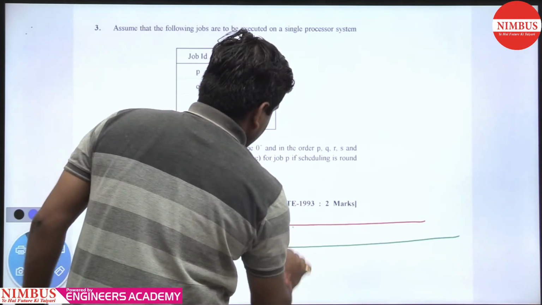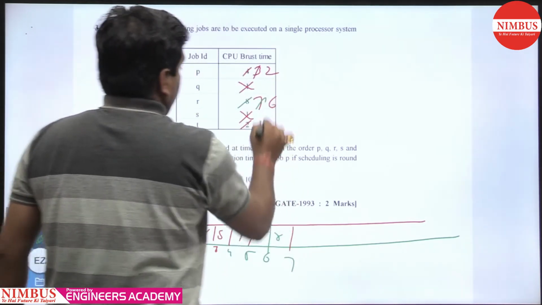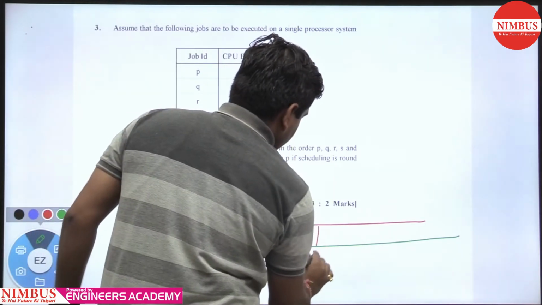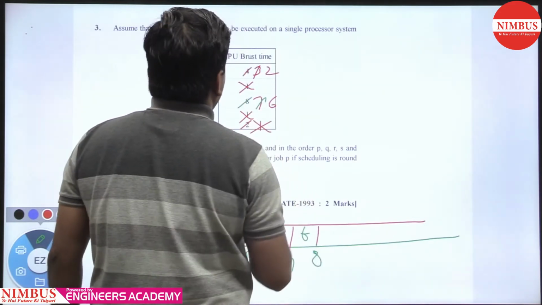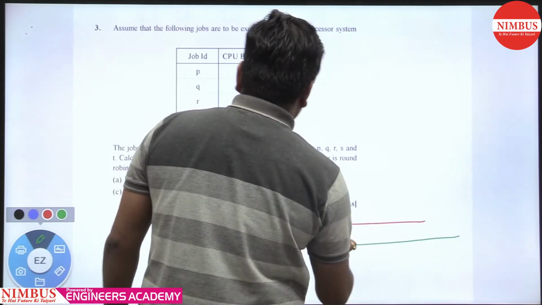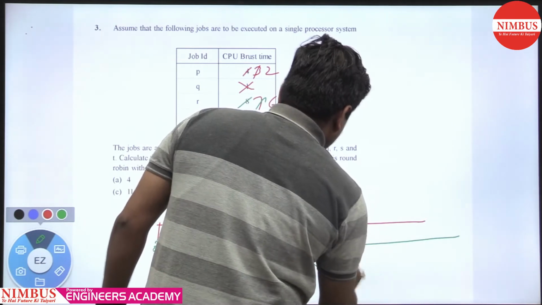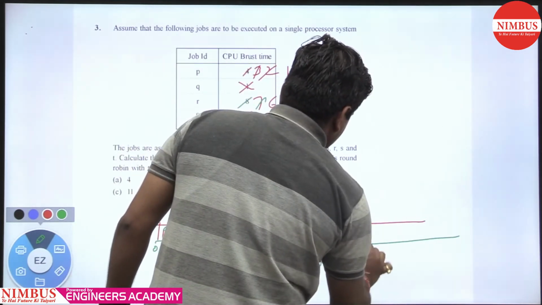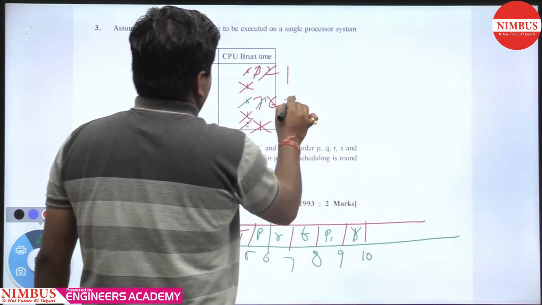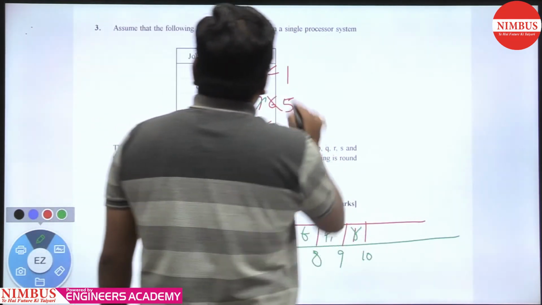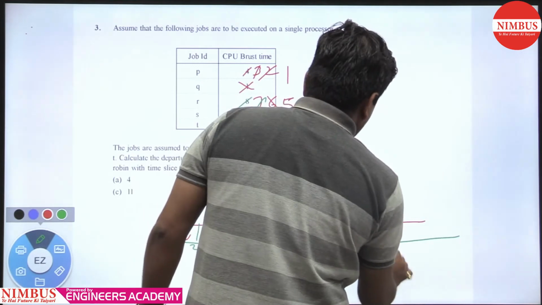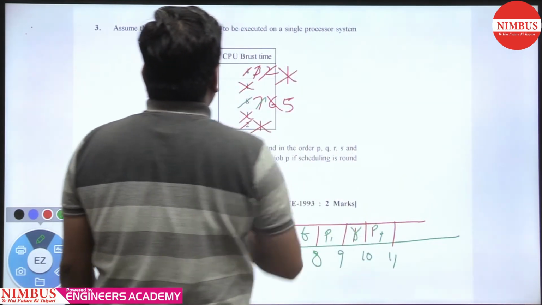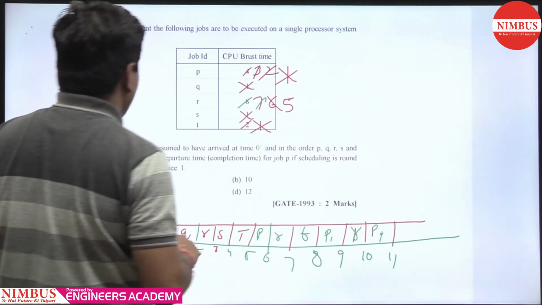then R 7, then T 8 complete, then P 9 1 unit, then R 10 5 unit, then P 11 complete. Getting my point? So what is the completion time of P?